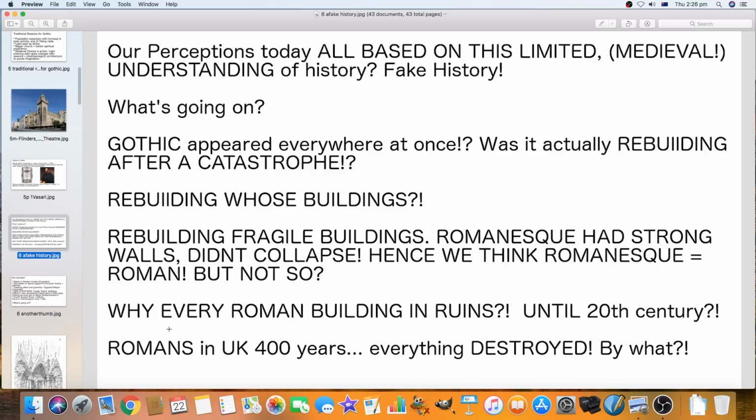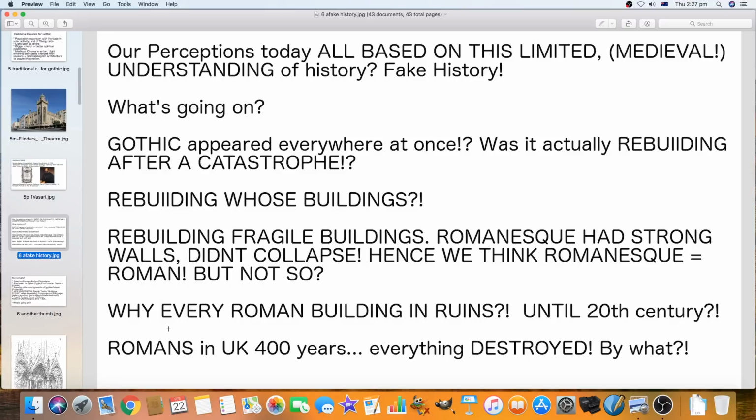Because every Roman building until the 20th century was in ruins. And this is something that's not often pointed out. And we're not talking just ruined from age, but ruined because they collapsed and people carted away the bricks to reuse them. And they were never rebuilt because we were not economically capable of doing so. So what's going on? Why were so many Roman buildings literally in ruins for so long?